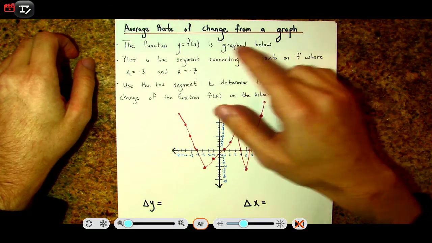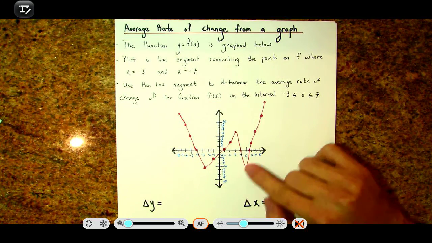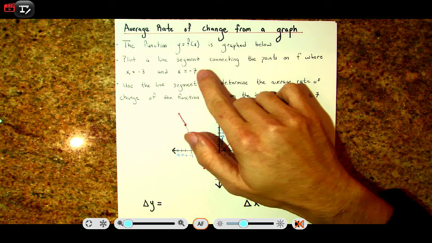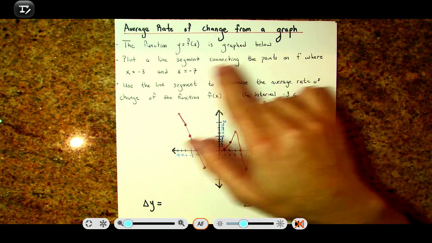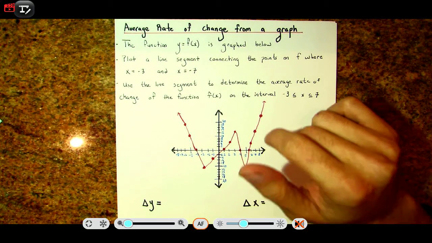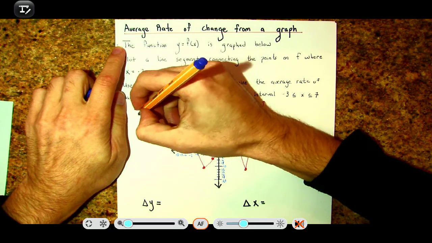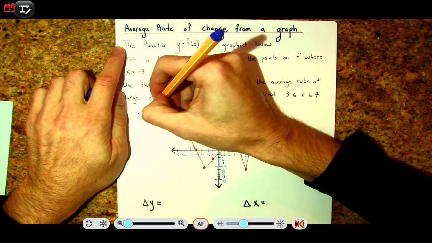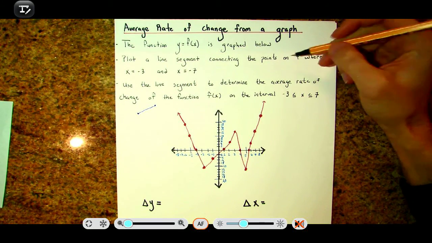Here we have the function y equals f of x graphed below in red. It says plot a line segment connecting the points on f where x equals -3 and x equals -7. When we talk about a line segment, it will look something like here. We have a line with 2 dots towards the end. That's a line segment, connecting the points on f.